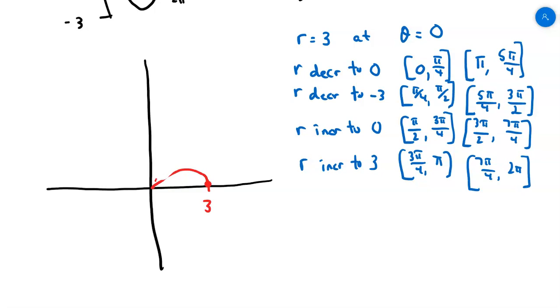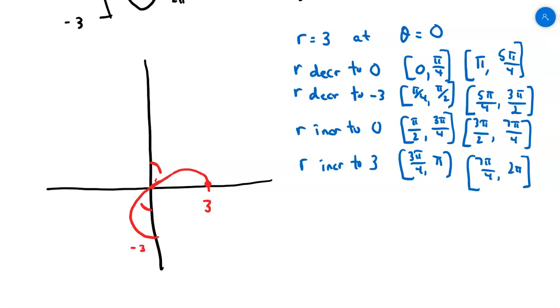So here's what you've got to wrap your head around. Pi over 4 to pi over 2 is this piece in here. But if the radius is negative, it's actually not going to end up in the first quadrant. So from pi over 4 to pi over 2, instead of going up into that first quadrant, it's going to come down into the second quadrant. Right? So it's going to come down here to -3 by the time it gets to pi over 2.